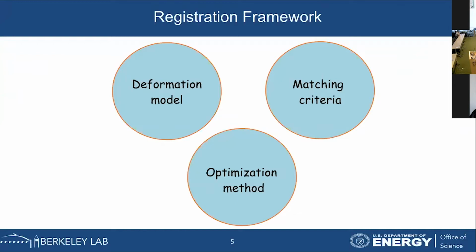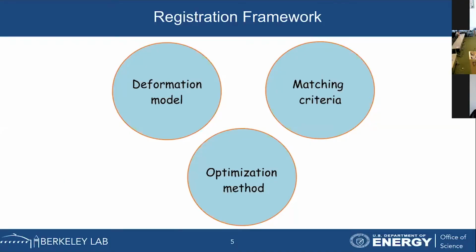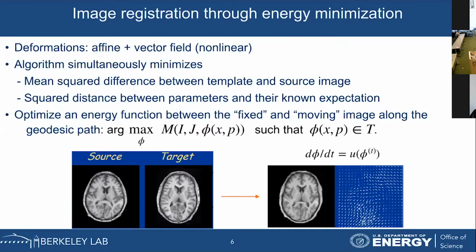Let's talk about the registration framework. It usually contains three main parts. Deformation model, which basically assumes you have a good model to start from. It could be linear, nonlinear, local or global. You want to find a good matching criterion. It could be intensity-based or feature-based. And you also want to find a good way to optimize this problem. I will walk you through some of them in this last slide.